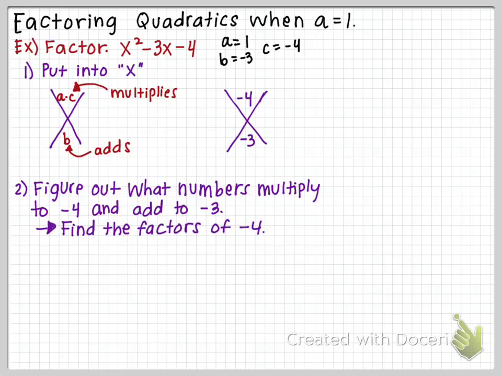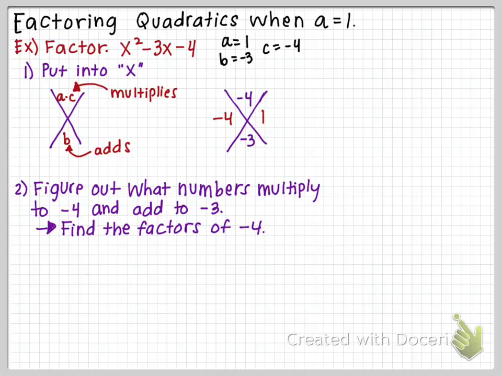So we have to find the factors of negative 4. If we think about the factors of negative 4, just think of the factors of positive 4. So the factors of positive 4, like 2 times 2, 1 times 4, right? And then just add negatives to them and see what happens. So here we know it's negative 1 times 4. Oh, sorry, negative 4 times 1.